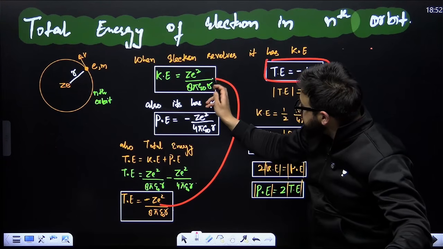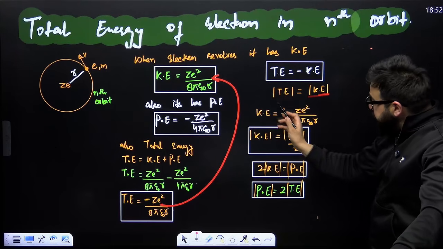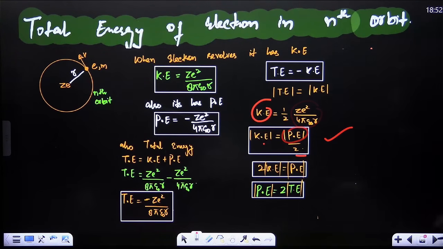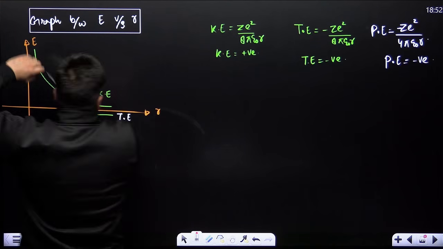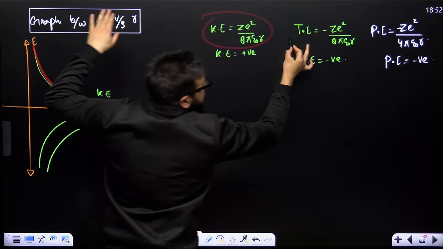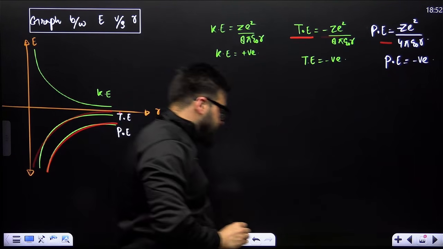See, total energy and kinetic energy are exactly equal in magnitude, but total energy is negative. Total energy is the mod of potential energy divided by 2, and kinetic energy is 1/2 of potential energy in magnitude. You can remember these expressions also. Okay, graph between energy versus r. Kinetic energy is positive, so the graph will be on the upper side. Total energy is negative and potential energy is negative, so those graphs will be on the lower side. This is potential and this is total.